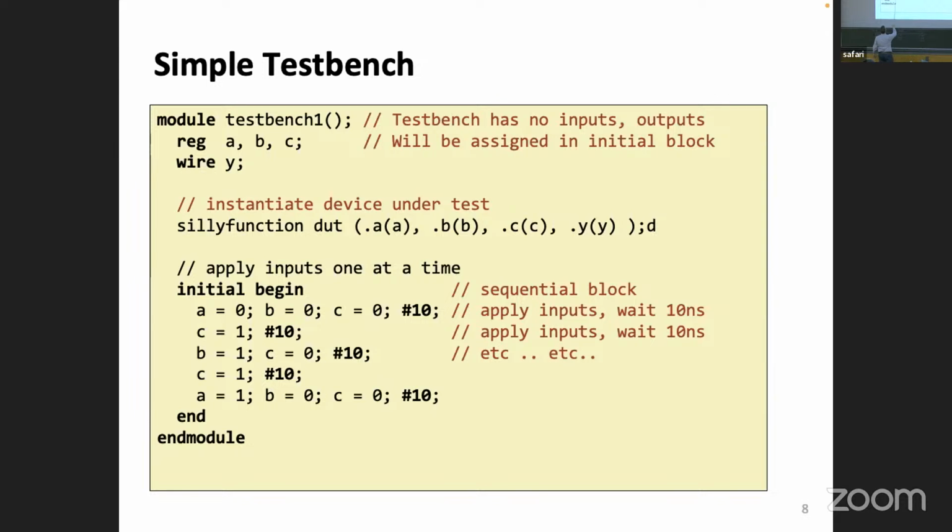Then what do I do? Well, I wait 10 more. And now A is 0, B is 1, C is 1. And then, my God. And now A is 1, B is 0, C is 0.